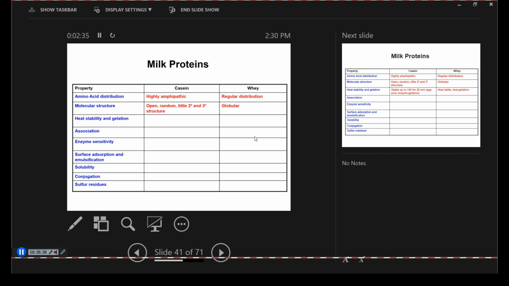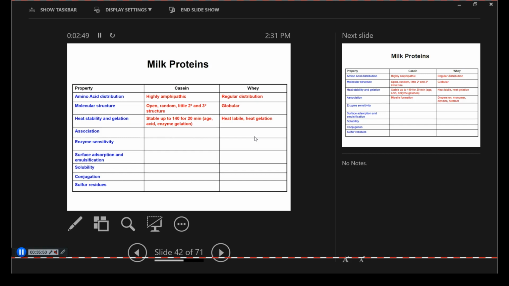What about heat stability and gelation? What's the difference between casein and whey? Which is more stable? Casein is more stable. It is stable at high temperature, up to 140 for 20 minutes. Gelation happens either by using an enzyme, chymosin, or acid as in yogurt, or aged gelation over time, where beta-lactoglobulin interacts with kappa casein over time, and then the protein sediments.